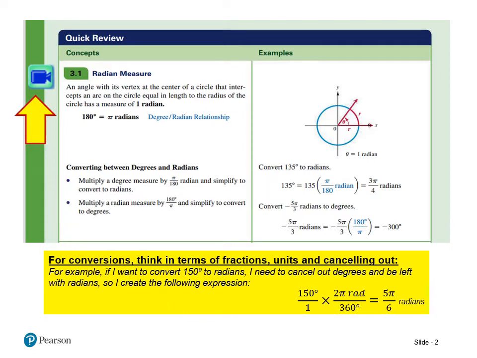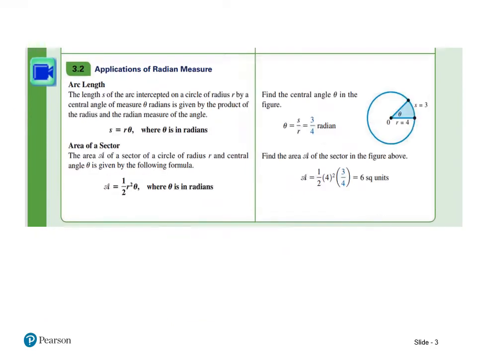Okay. In 3.2, we learned a couple new formulas and vocabulary. The first thing was arc length. Arc length, again, if you look at this little triangular piece, a slice, if you will, think of this as a pizza. The arc length, or the arc, is actually the crust of the pizza, okay?